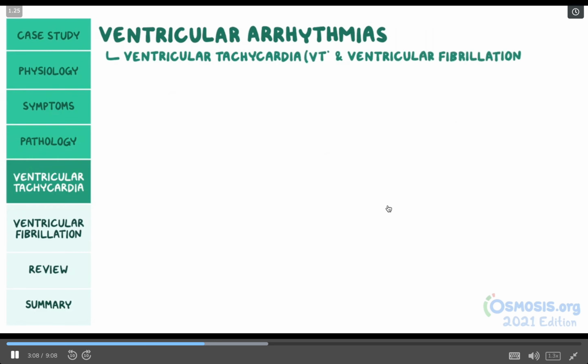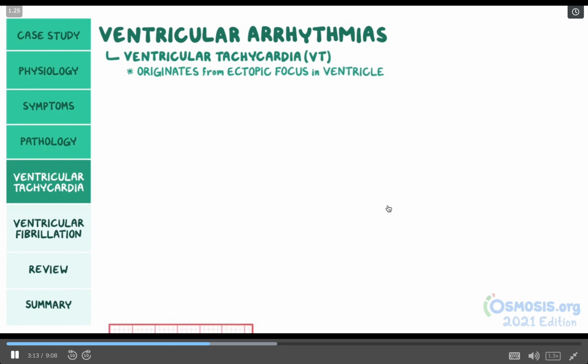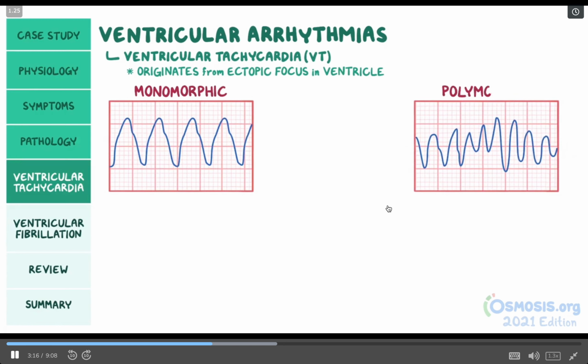Okay, now the two types of ventricular arrhythmias are ventricular tachycardia and ventricular fibrillation. Ventricular tachycardia, or VT for short, originates from an ectopic focus located in the ventricle. The two main subtypes are monomorphic and polymorphic ventricular tachycardia. On ECG, both appear as wide QRS complexes at a rate ranging between 120 and 200 beats per minute.